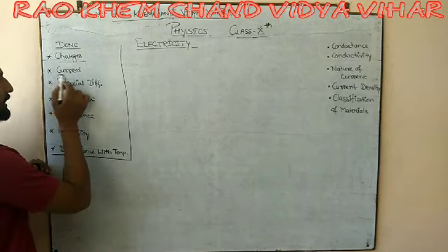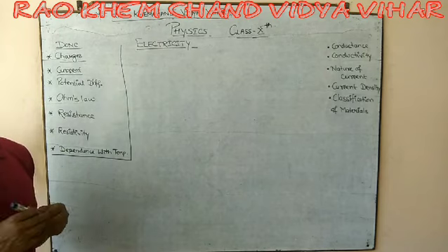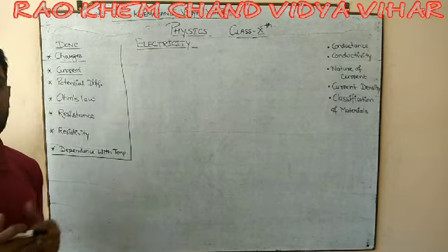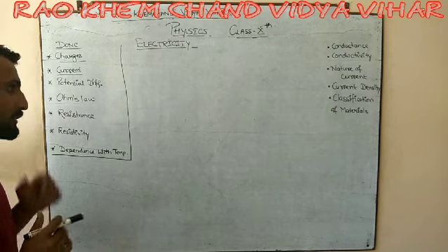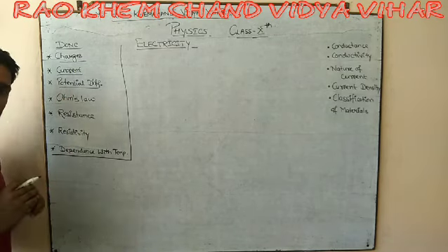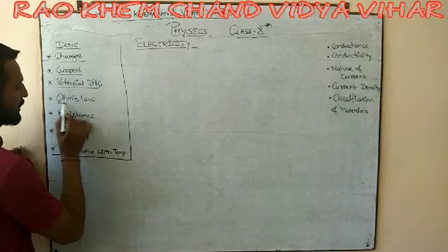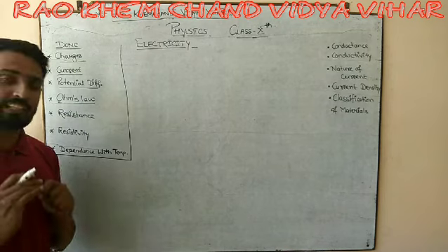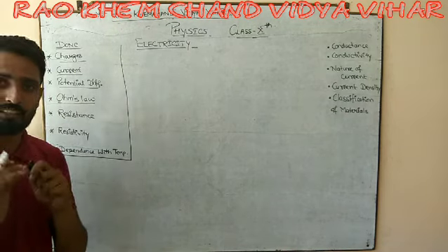We have discussed the current. So what is the current? The rate of flow of charges in one particular direction is known as current. We have discussed the potential and potential difference. We have discussed one of the most important laws of electricity, and that law is Ohm's law.